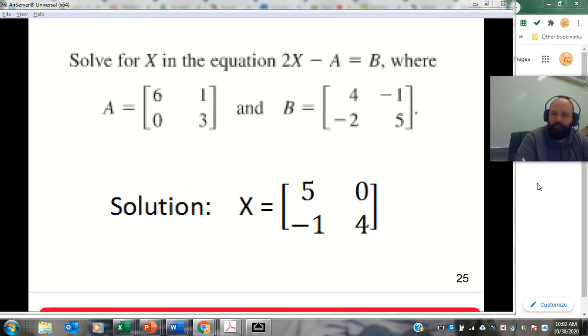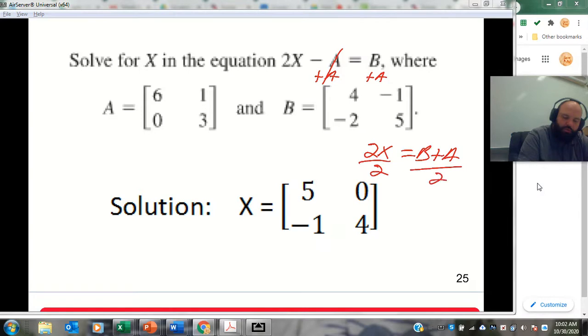So here's another example of a matrix equation and how to solve it. The first thing we do is we look at the actual equation that we have and we determine what we need to do to get x by itself. So we're going to add a, and then we get 2x equals b plus a, and then we're going to divide both sides by 2. And you can see x equals, I'm going to switch the a and the b around. So it's a plus b.